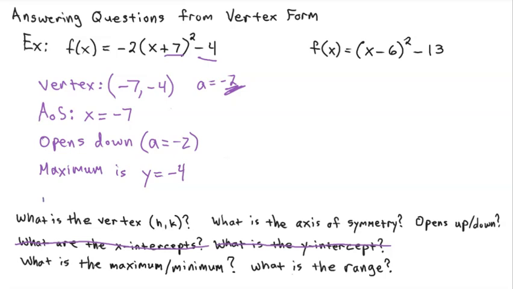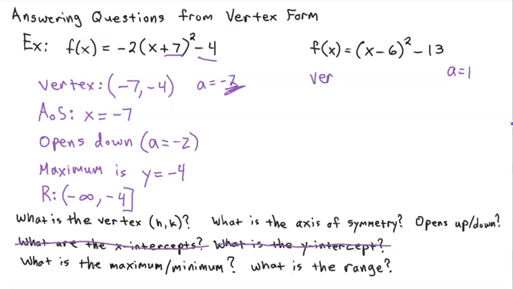What is the range? And we already learned that when you have a maximum, the range is going to start at -infinity, and it's going to go up to whatever the maximum is, which is -4, and then we put a bracket, and we're done. Now we're going to do the same thing over here, only this one is going to have a minimum. This one's going to have a minimum because over here, a is equal to +1, and therefore this one opens up, and therefore it has a minimum, and therefore the range is going to start at whatever the minimum is, okay?